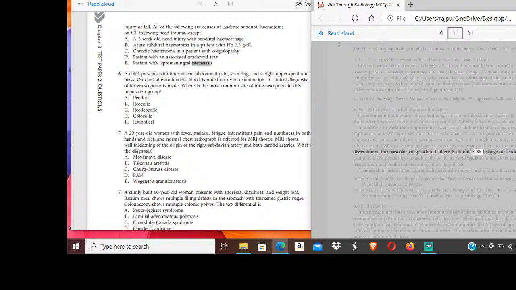If there is chronic leakage of venous blood, for example, if the patient has coagulopathy or is on anticoagulants/antiplatelet agents, chronic hematoma may look isodense rather than hypodense. Meningeal metastasis may appear as hyperdensity on gyri and mimic subarachnoid hemorrhage. Adam A. et al. Grainger and Allison's Diagnostic Radiology, a Textbook of Medical Imaging, 5th ed. New York.